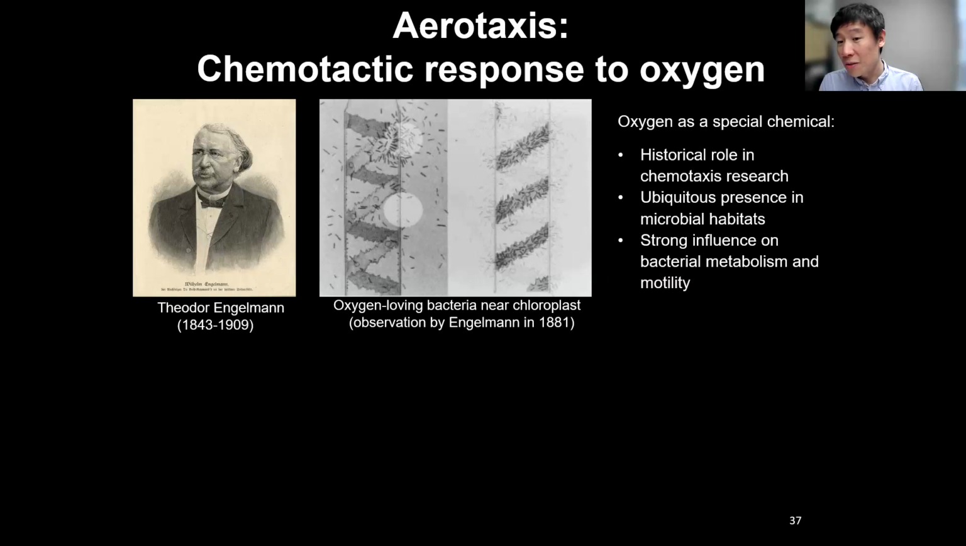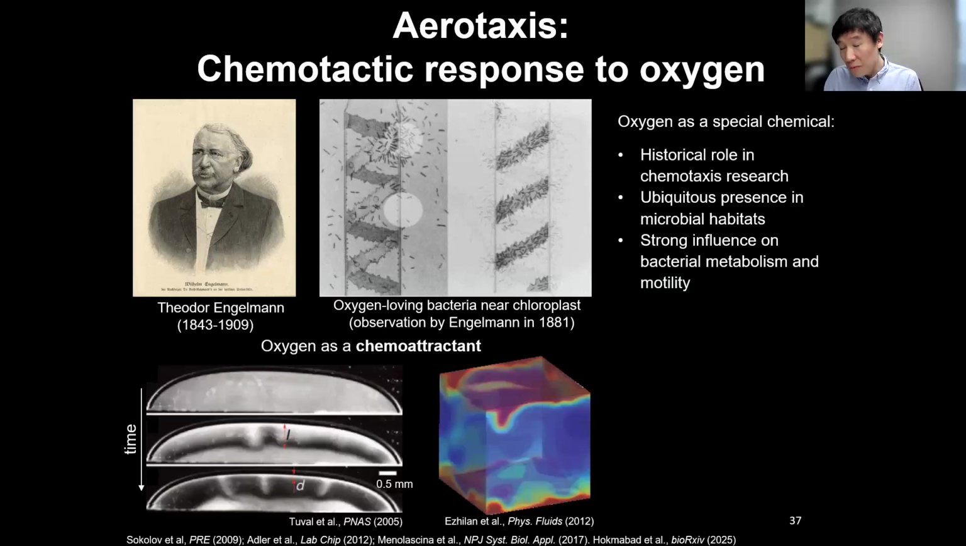oxygen really stands out for multiple reasons. First of all, oxygen is the chemical that people first found bacteria respond to. This is the beginning of chemotaxis research by Engelmann. He used this idea of bacteria loving oxygen to detect the most efficient part of the light spectrum for photosynthesis. This is also the first research showing that bacteria show chemotaxis behavior. And of course, oxygen is everywhere in microbial habitats and has a very strong influence on bacterial metabolism and also motility. That makes oxygen quite different from other chemicals.